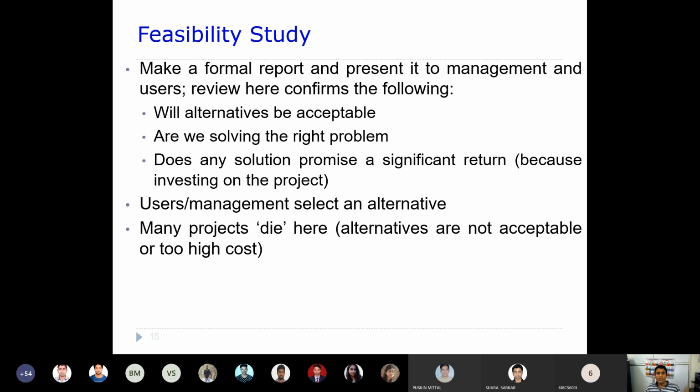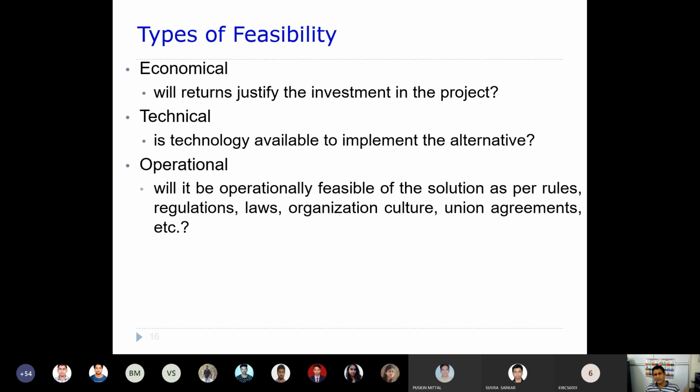Okay. Now there are three types of feasibility. One is the economical, where we try to see whether the returns justify the investment. That means whether we are getting a benefit in terms of economy, whether we are getting some profits out of the investment. That is what we try to see as part of economical feasibility.